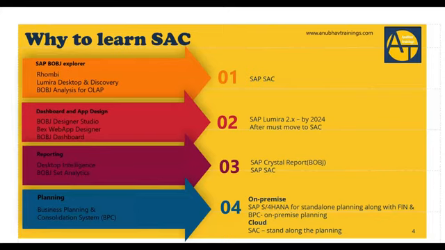If you're doing reporting using Desktop Intelligence or BOBJ Set Analysis, finally you have two choices. One is to remain with Crystal Reports, which is an on-premise solution. Or if your company wants to move to the cloud, then you have to go to Analytics Cloud.